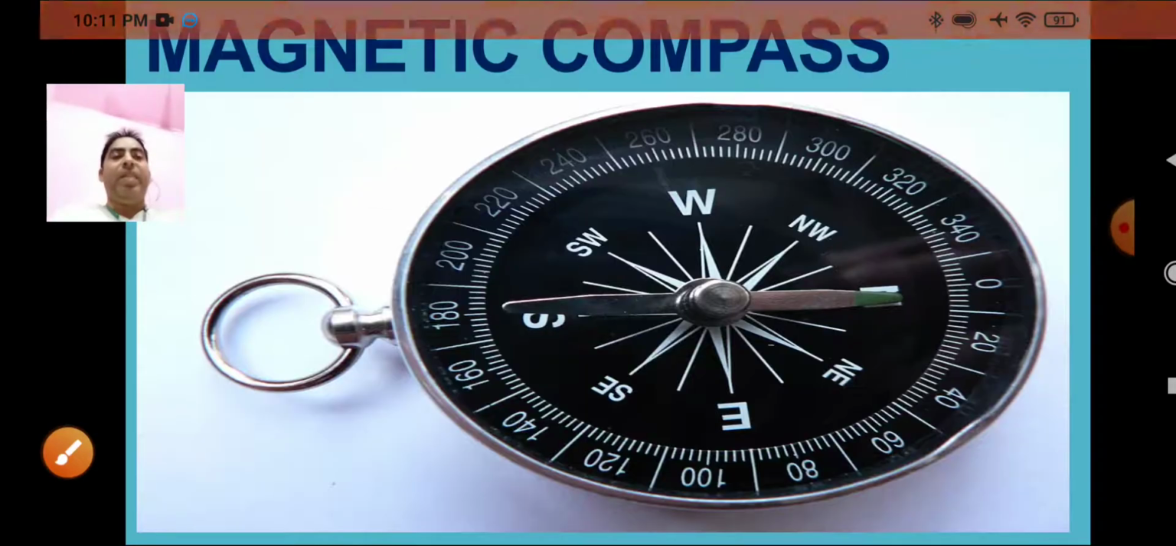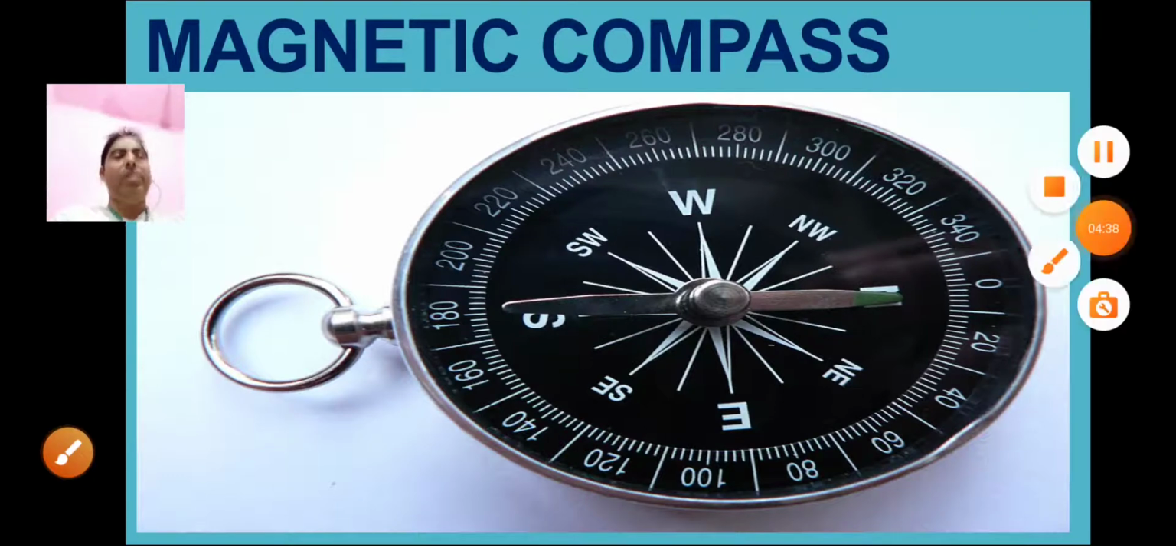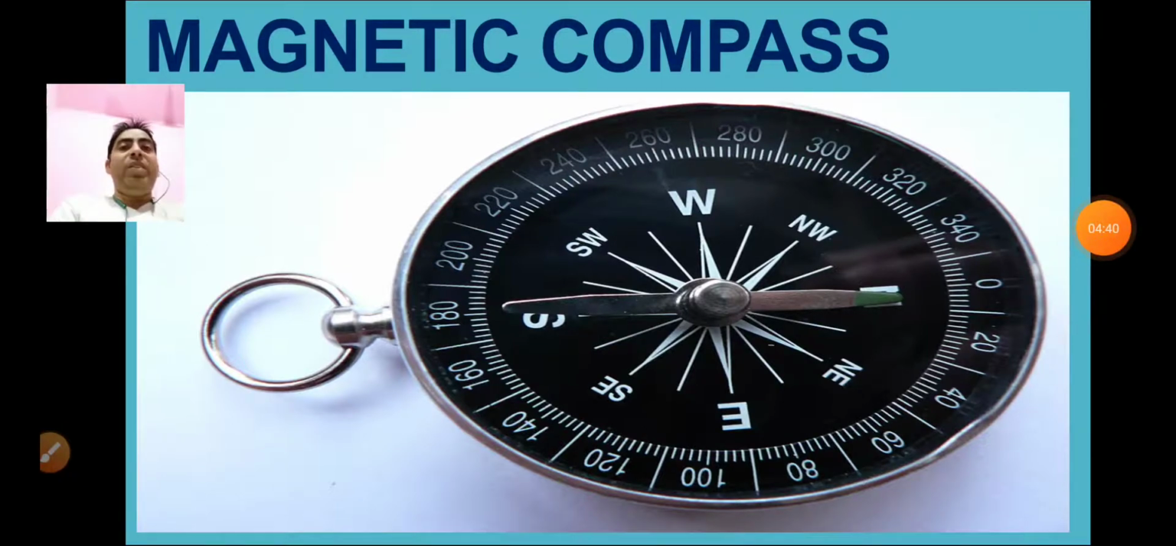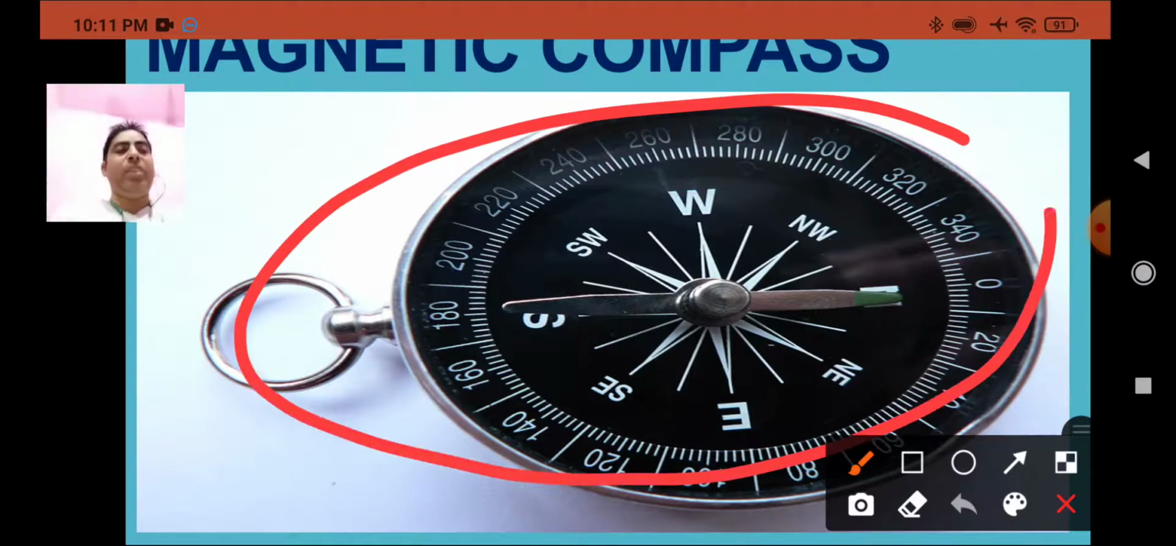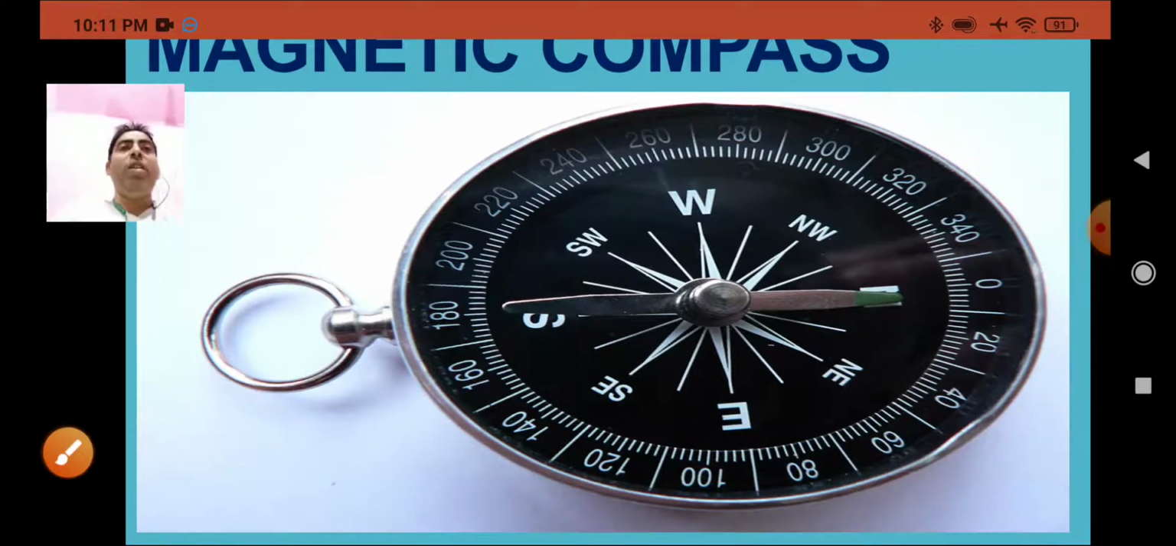Now we will read about the magnetic compass. The magnetic compass is an instrument. You can see here, this is an instrument. This instrument is called a magnetic compass, which is used to find directions. It consists of a small bar magnet.